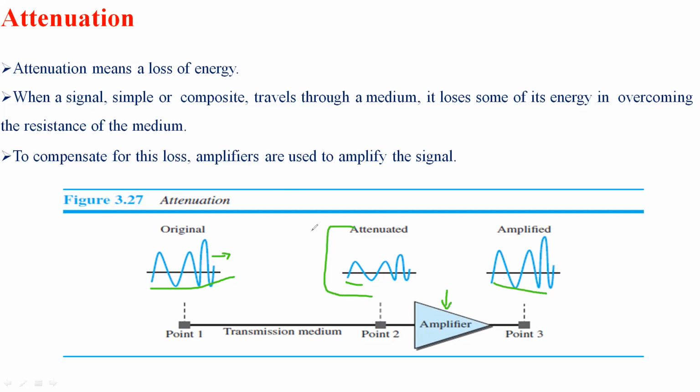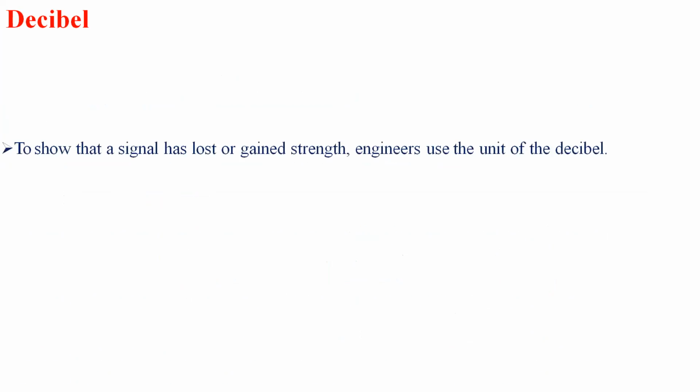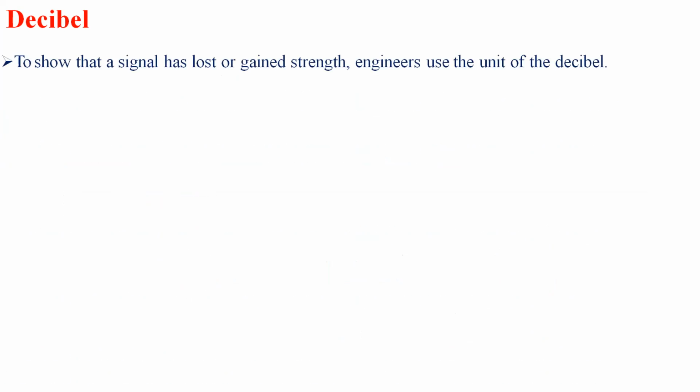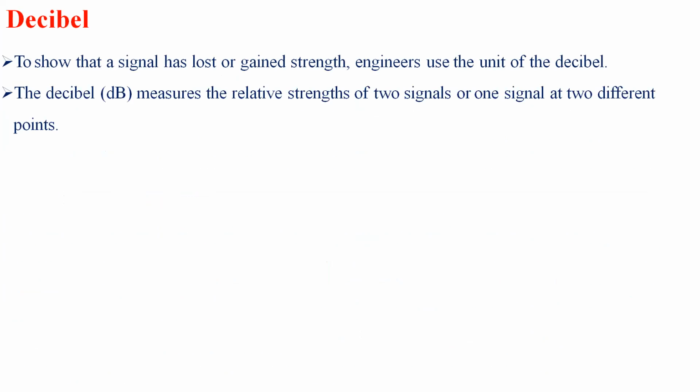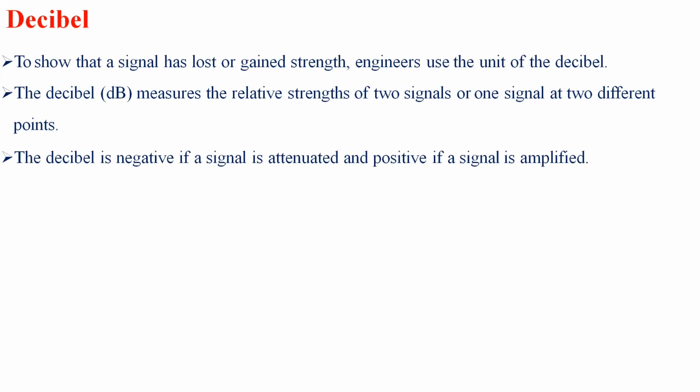In order to get back the original form of a signal, we use these amplifiers. Next, we have the decibel. To show that the signal has lost or gained strength, the term decibel is used by engineers. Decibel is also written as dB, which measures the relative strength of two different signals, or one particular signal at two different points.